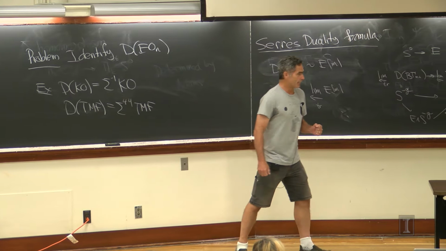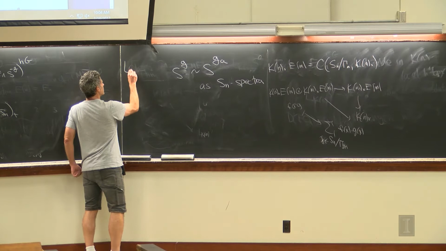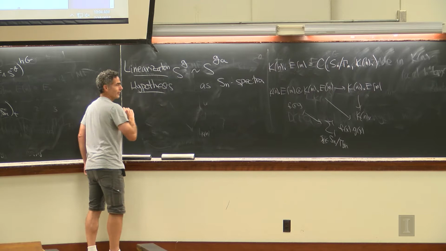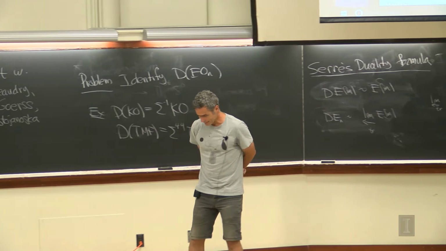I know what we can do. We'll just erase this word that says theorem, and we'll call this a hypothesis. So this is the linearization hypothesis. And we'll call that a hypothesis, and we'll never mention this moment again. All right, anyway, that's what it's like working with Paul in Evanston. He's a pretty tough guy.